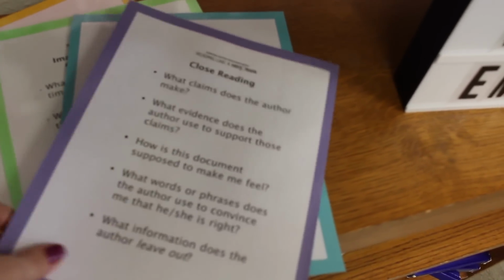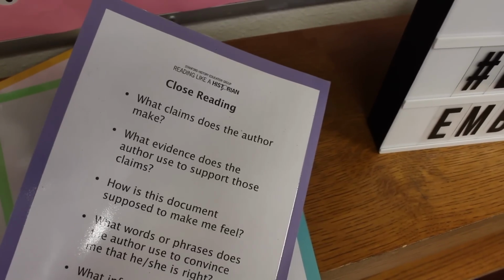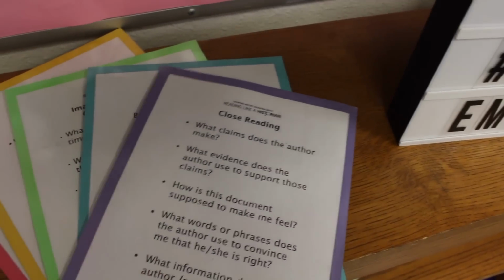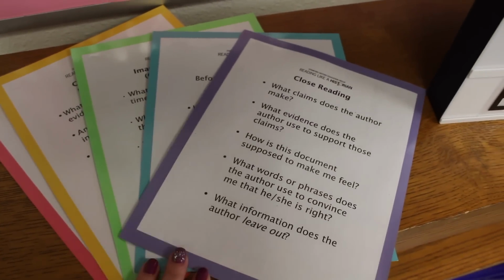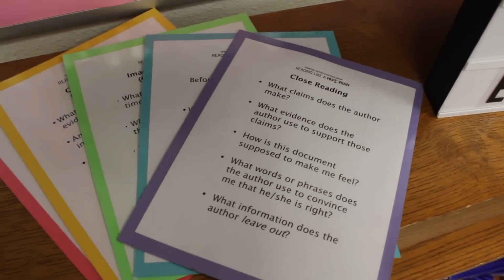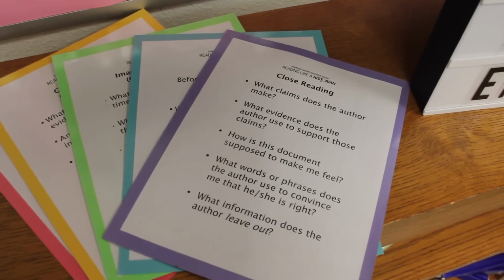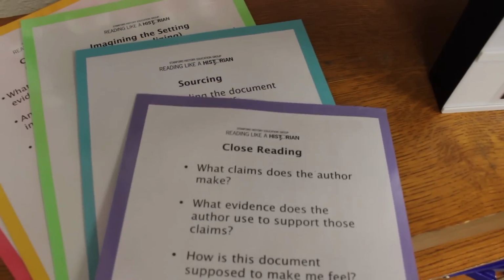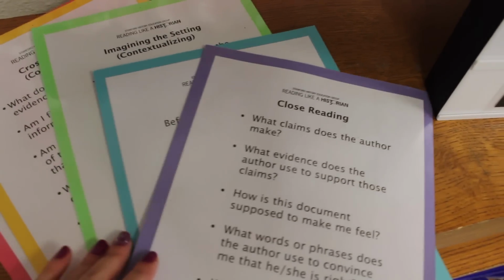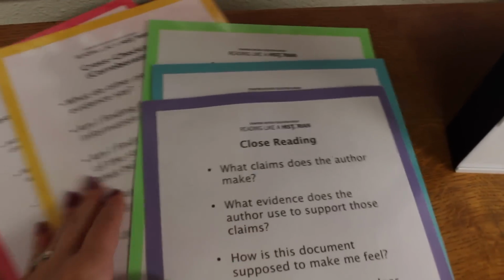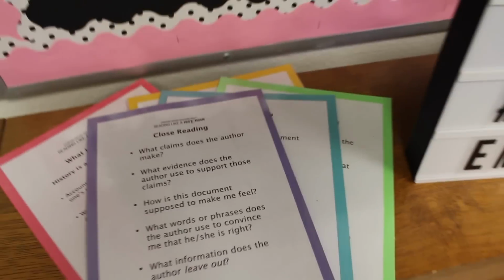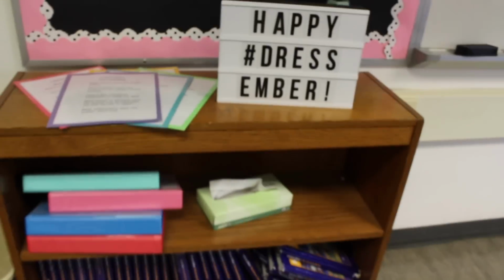These are from Reading Like a Historian, from the Stanford History Education Group website, which is one of my favorite resources of all time. And I think I'm going to put these up next because even in my English classes, we need to have these skills of close reading and sourcing and contextualizing, cross-checking or corroborating, and then even just knowing what history is. So I will use these with both my history and English classes.